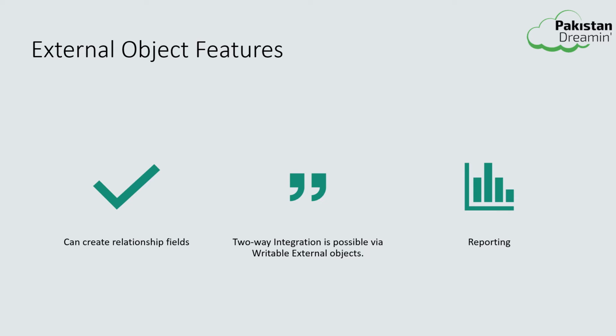Let's see some of the external object features. You can create relationship fields in external objects, and with relationship fields you can link an object to an external object or you can link two external objects. Two-way integration is possible via writable external objects, and with external objects you can also report on the external data.